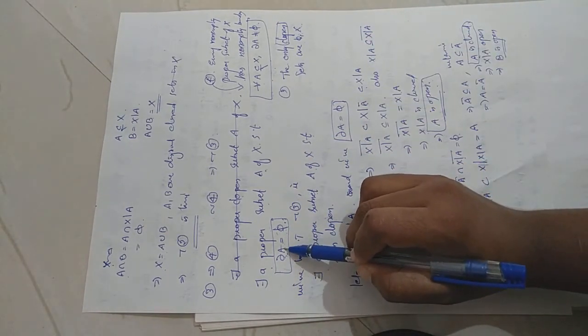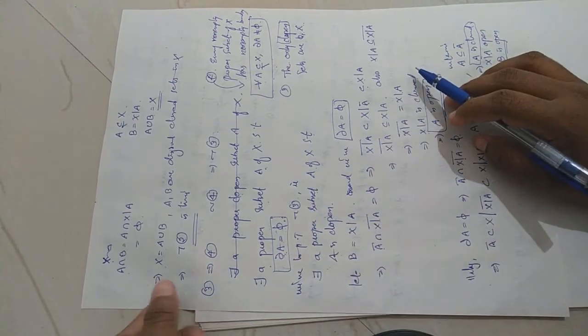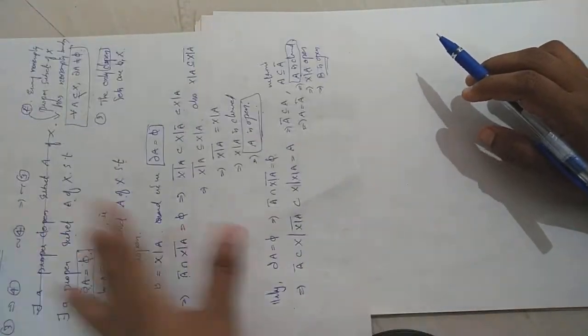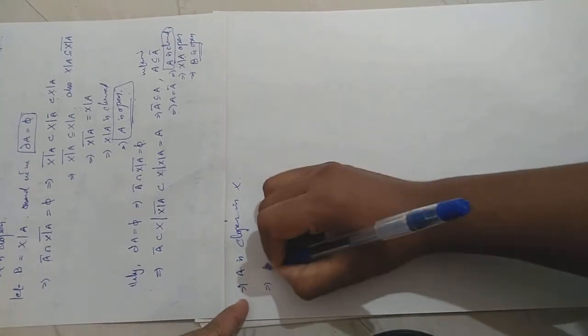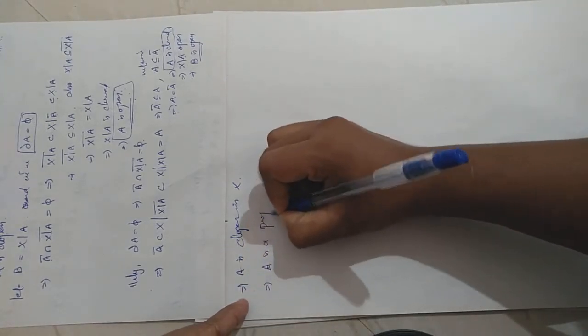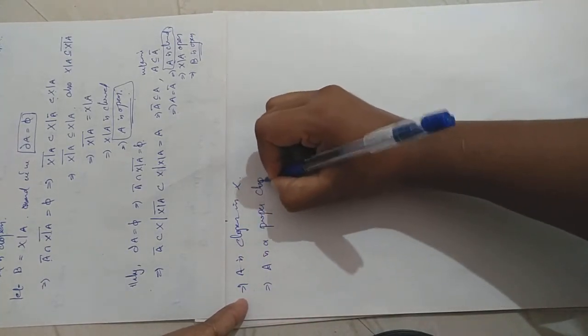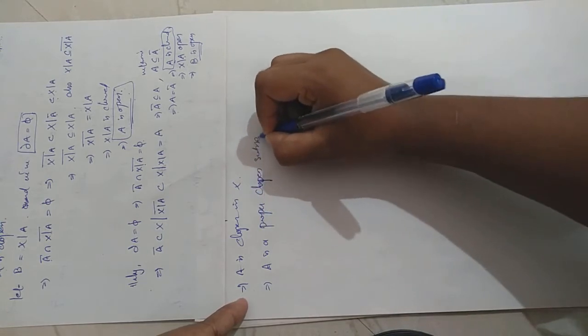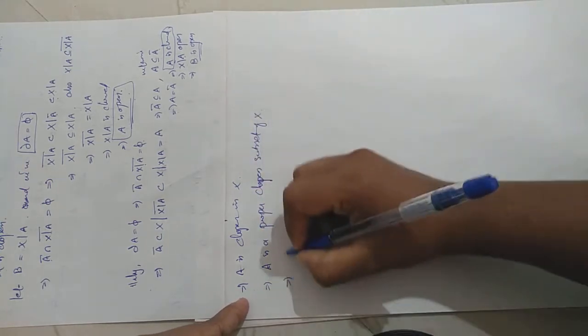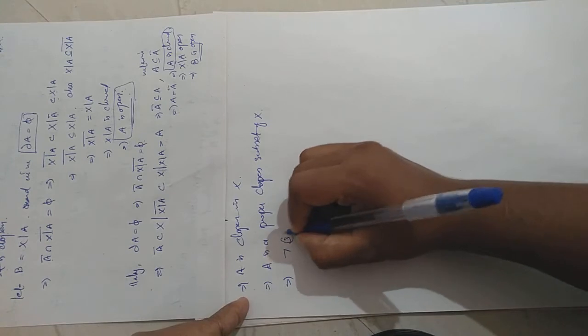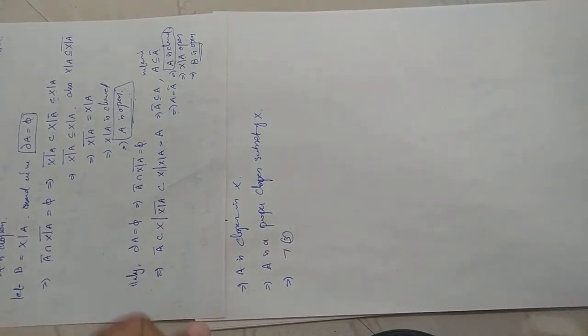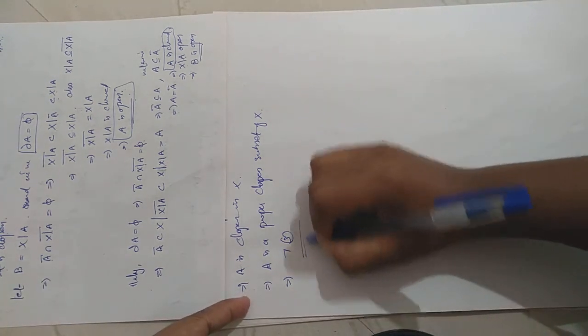That means A is closed, and which implies A is a proper open subset of X, which means negation 3. 3 says that the only open sets are phi and capital X. So now you get a proper open subset A, which will be the negation statement of 3.